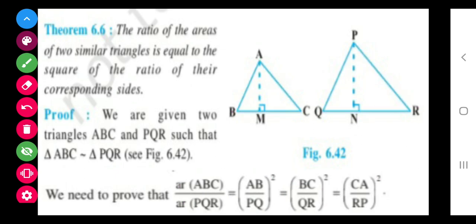To prove this, one construction has been made, that is this construction. Perpendicular: AM perpendicular to BC and PN perpendicular to QR. What we know in this is that these two triangles are similar and we have to prove this part. So for that, to find out the area of the triangle, this construction has been made.